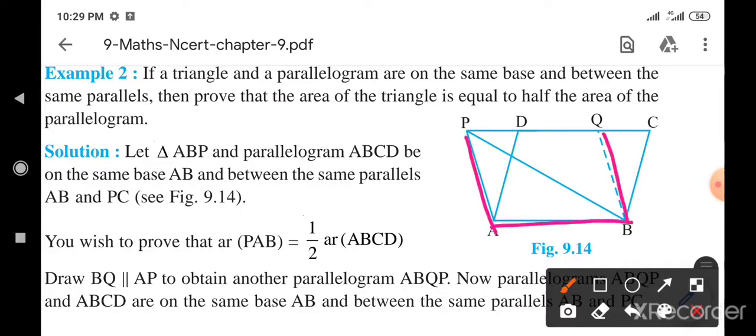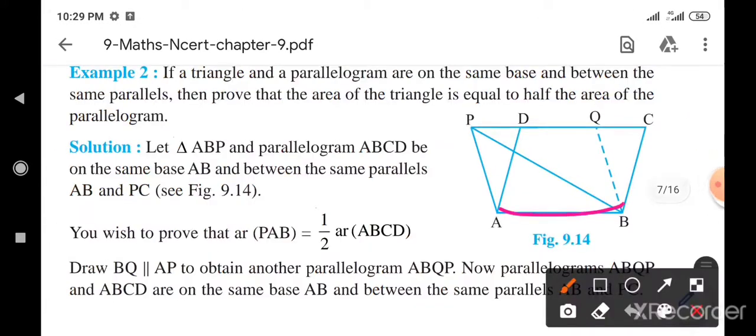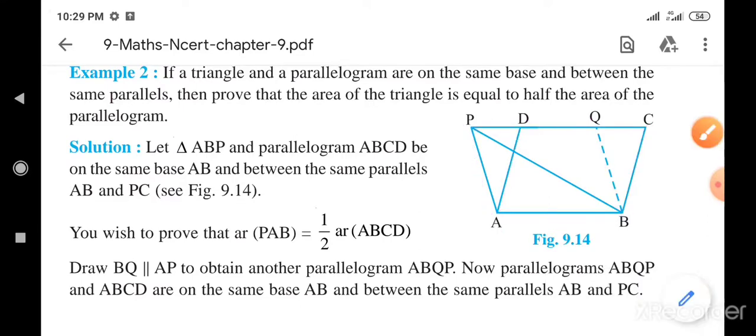Now you will see that, as I have explained earlier, the areas of two parallelograms having the same base and lying between the same parallel lines are equal. Therefore, the area of these two parallelograms, that means PQBA, is equal to DCBA, or you can say ABCD. ABCD is equal to ABQP. So both the areas will be equal to each other.